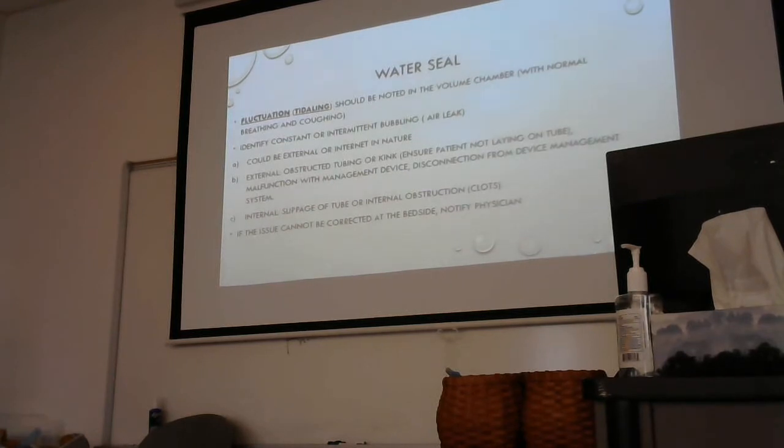Also look for obstructing tubing or a kink. Ensure that the patient is not laying on the tube. Sometimes if you're turning your patients, it's a big tube, it looks like a big water hose. It can get up under them, so you want to make sure that it's not obstructed that way. Malfunction of the management system, disconnection from the device. If your chest tube comes dislodged from the top of your Atrium, that's what we're talking about for an external factor. Internal issues can be slippage of the tube or an internal obstruction, which is usually caused by clots.